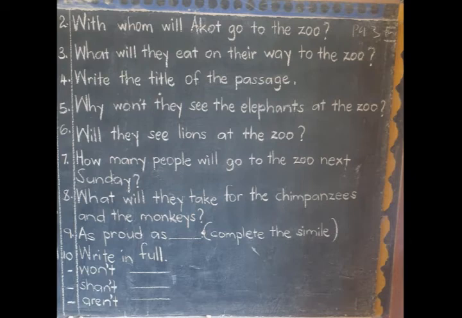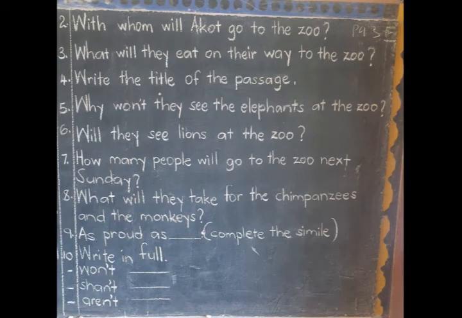Number 5. Why won't they see the elephants at the zoo? Back to our story. We have a line which says, we shan't see the elephants because they aren't in the zoo. So the elephants are not there in the zoo. That's why they won't see them. Back to the question, why won't they see the elephants at the zoo? They won't see the elephants at the zoo because they aren't there.